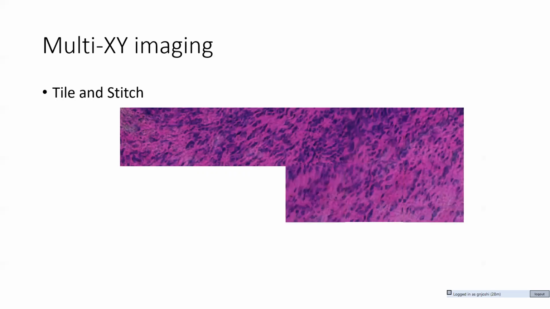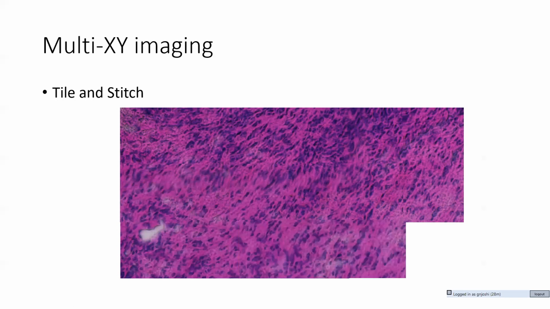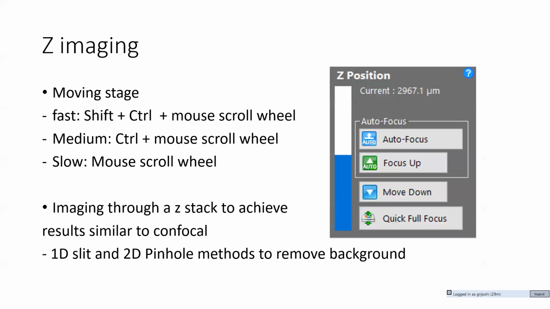It also allows for tiling and stitching. So let's say if you want to acquire multiple fields using a high mag objective, and you want to put them together, in that situation, you can also do a tile and stitching.